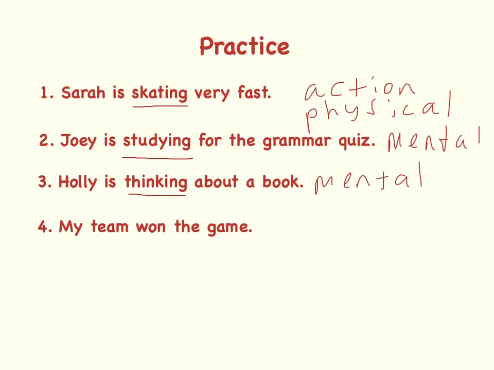All right, and if you practice a lot and you skate very fast, chances are your team is going to win a lot of games. So in this sentence, my team won the game. Identify what the verb is in this sentence. All right, good. If you identified won as the verb in this sentence, then you got this one right. Next, try to figure out if won is a physical action verb or a mental action verb.